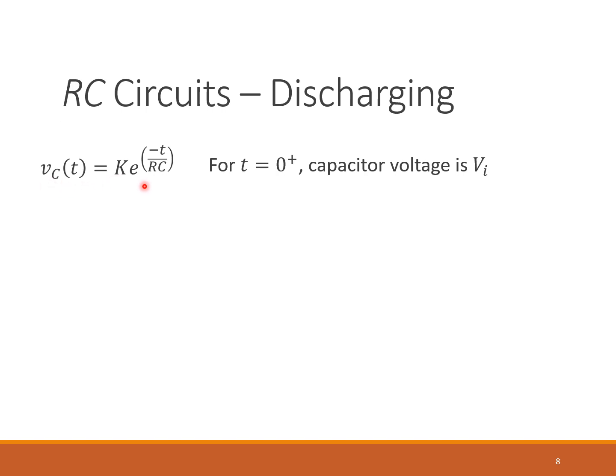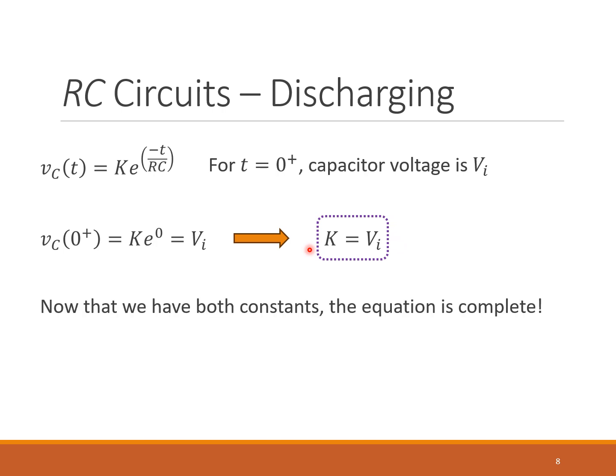So here's our partially solved general expression. We know for t equals 0 plus, the capacitor voltage is that initial voltage. The reason we want to look at 0 plus is this equation is valid for 0 plus. That's what we were solving it for. So if I evaluate at t equals 0 plus, it really doesn't matter if it's 0 plus or 0 minus, but we know that anything, including e raised to the 0, is just going to be 1. So we end up with K is equal to V sub I, that initial capacitor voltage.